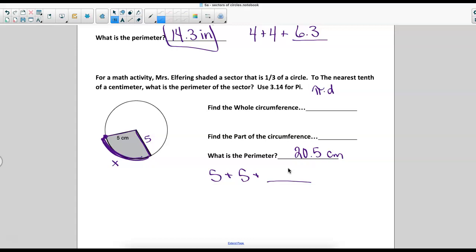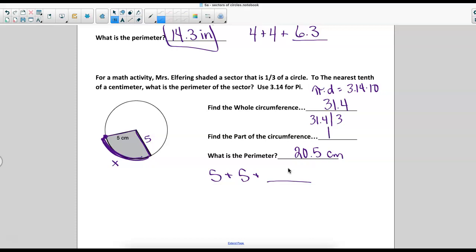The circumference. So 3.14 times, what's the diameter? 10. 3.14 times 10 is 31.4. That's all the way around. I don't want to go all the way around. I only want how much of it? 1/3. So what do I have to do with this number? Divide it by 3. 31.4 divided by 3.